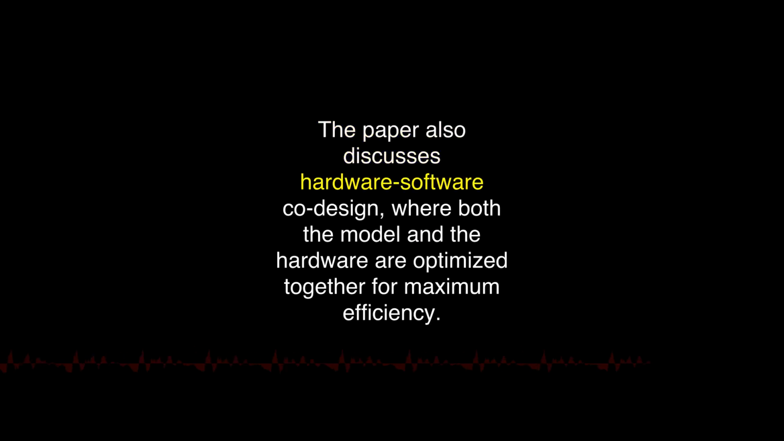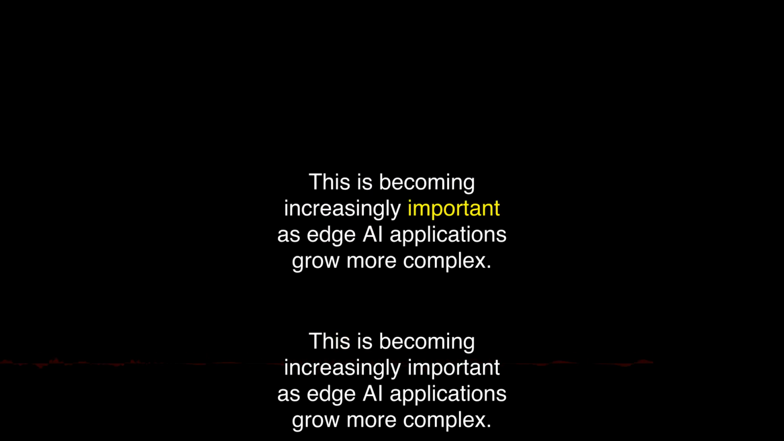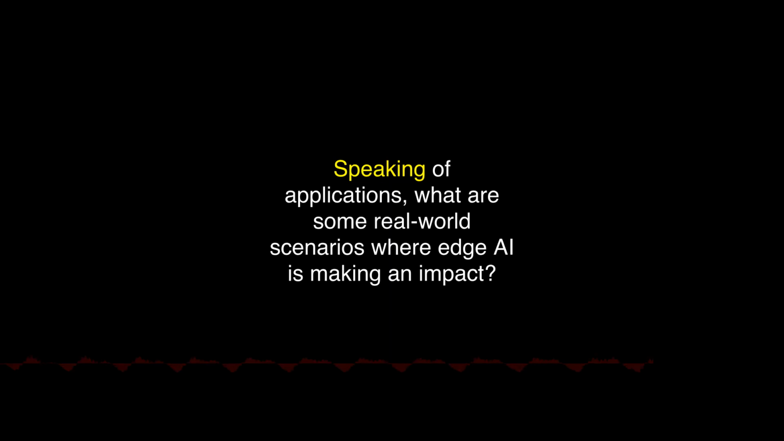That's right. The paper also discusses hardware-software co-design, where both the model and the hardware are optimized together for maximum efficiency. This is becoming increasingly important as edge AI applications grow more complex. Speaking of applications, what are some real-world scenarios where edge AI is making an impact?